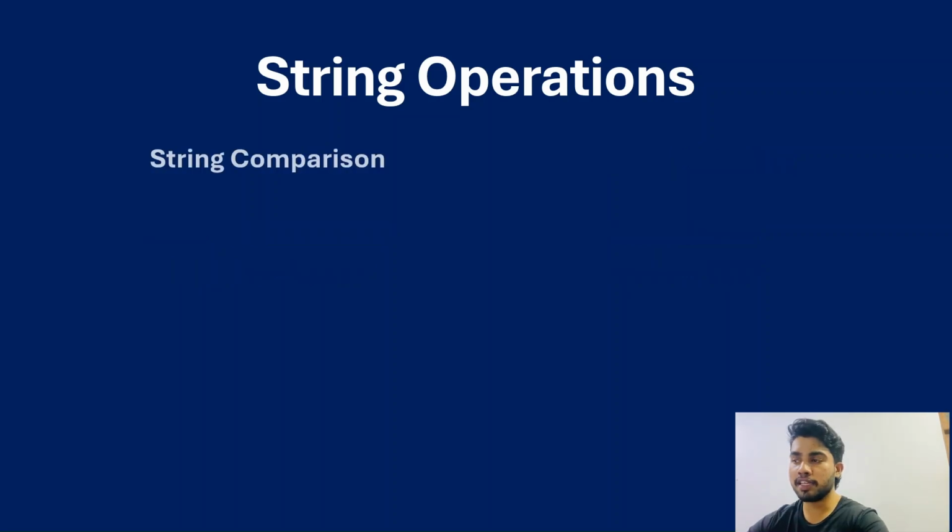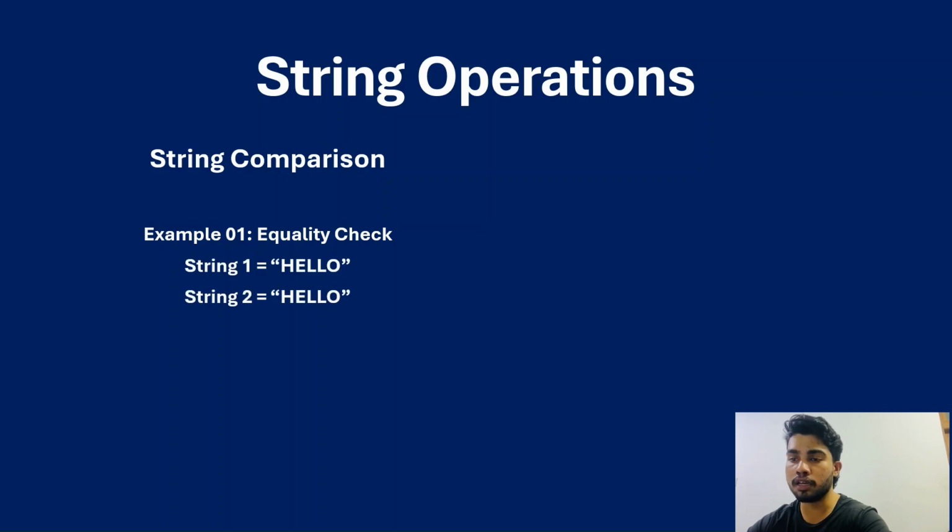The third string operation is string comparison. String comparison is used to compare two strings and check whether they are exactly equal, not equal, or which one comes first alphabetically. There are two examples. The first example we can call an equality check. In this example, I'll use two strings. Since both strings contain the same characters in the same order, they are equal. So these strings match each other.